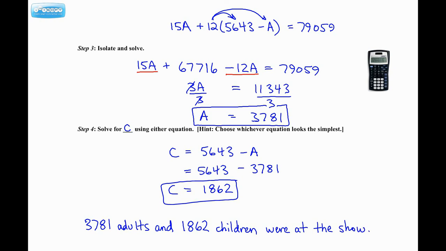Okay, and you can of course verify your numbers. You can add them together again and make sure that you get the total number of people, and you do. And if you want to check the ticket revenue, you're welcome to do so, but I'm pretty confident these answers are correct.